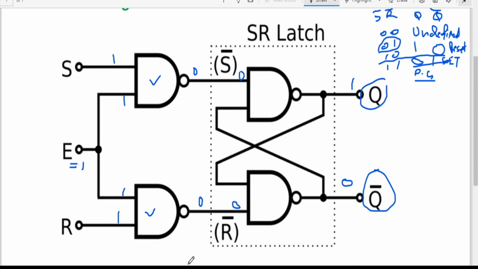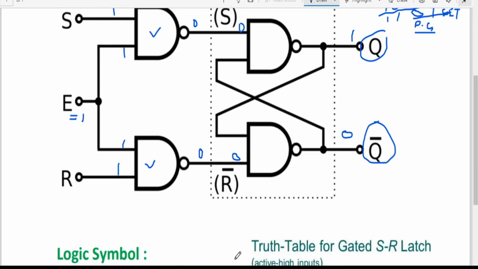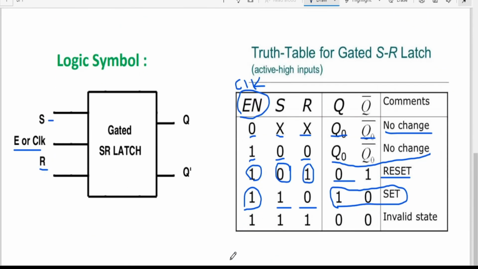So when we give the input 0 0 to the SR latch, we know what state it is going to be. When both inputs are 1 1 and enable input is 1, what will happen? We call it an invalid state or an undefined state.